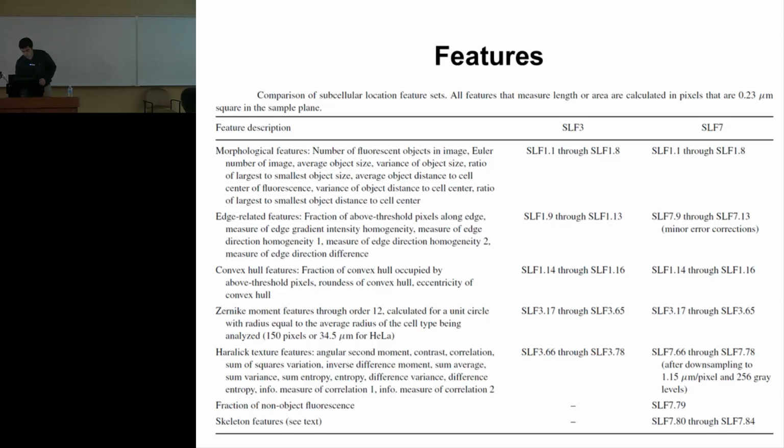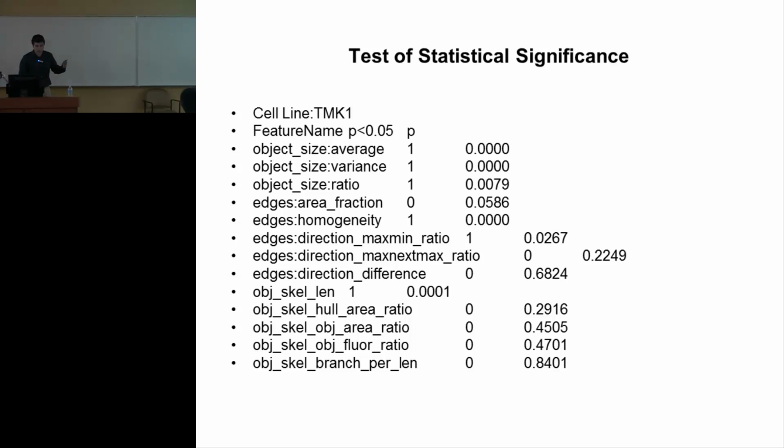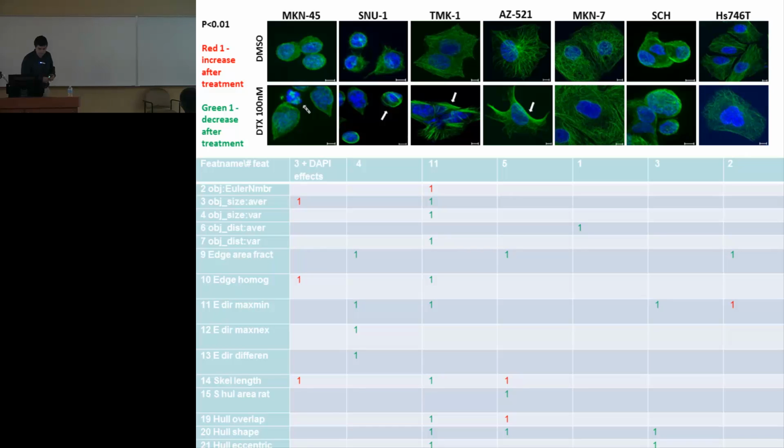What I did in this context was take sets of cells, let's say 30 cells for every condition, and look at the distribution of all these features before and after treatment. If we have a significant change, then we say that the feature is affected after treatment. Then we can do statistics on that, and for every feature see whether we have a statistically significant difference or not. And then basically classify cells.